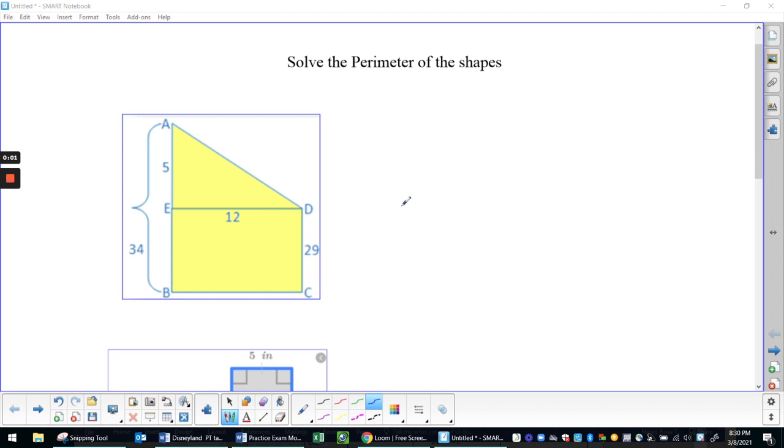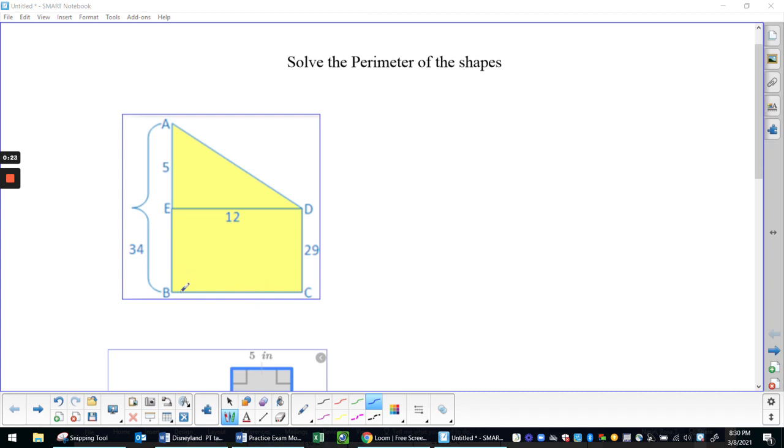Hi everyone, we're looking to solve for the perimeter of various shapes. We're going to use the Pythagorean Theorem in this case and in many cases. So first thing we want to do is investigate where we can figure out what the missing side lengths would be.